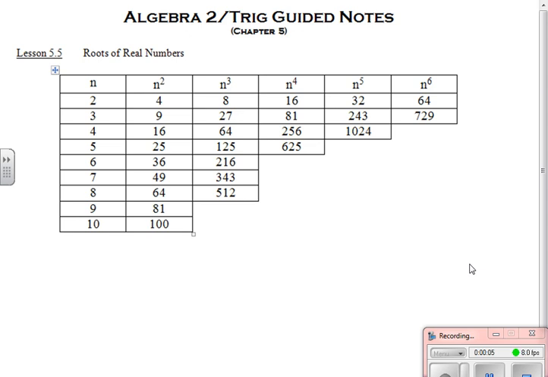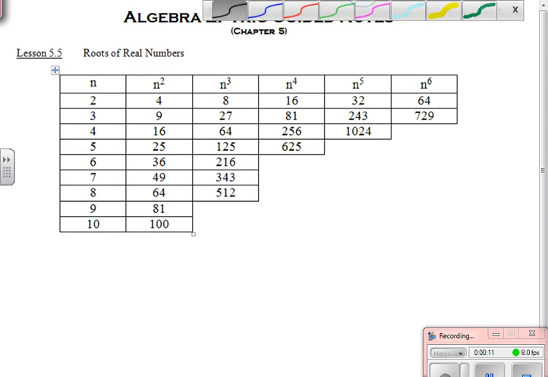5.5 is talking about roots of real numbers. And this, again, has that concept of opposite operations. If you think about the root as being an operation, I think it helps clarify things. So if you think about n squared, to undo it, I would take the square root of n. Okay?